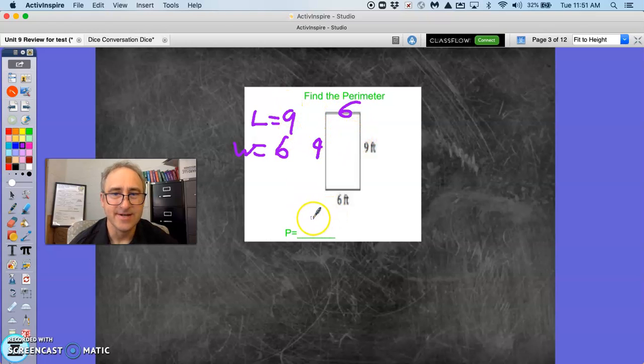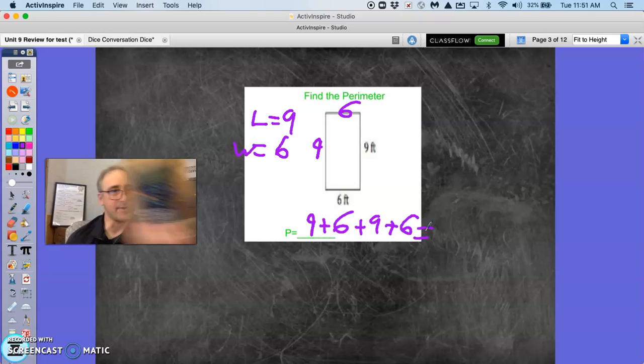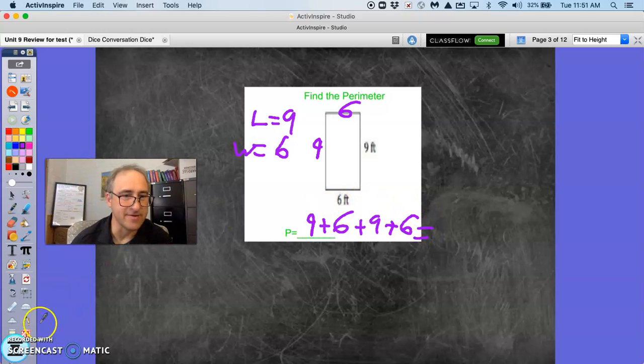So 9. 9 plus 6 plus 9 plus 6. I'm traveling all the way around. I'm going to use my calculator like I can on everything else, and I end up with a perimeter of 30 feet. 30 feet around the whole rectangle. Next question.